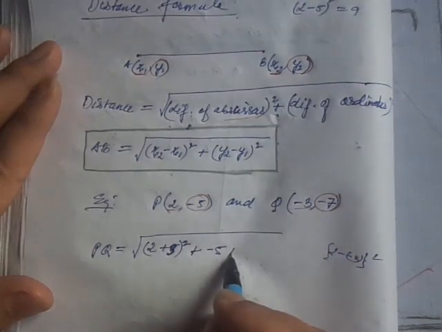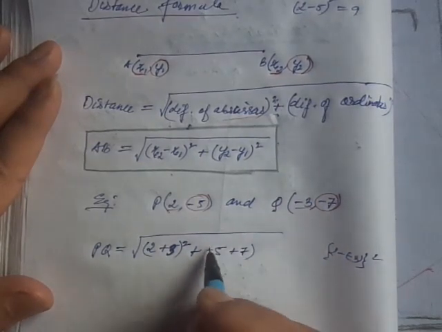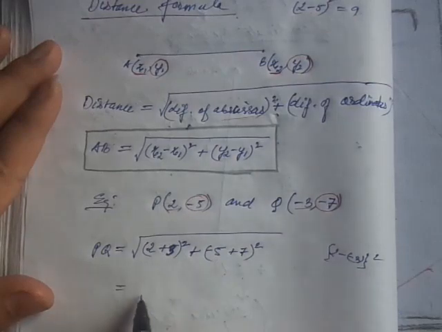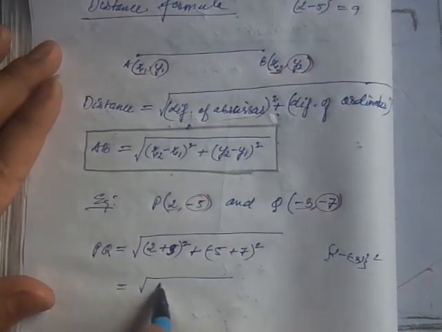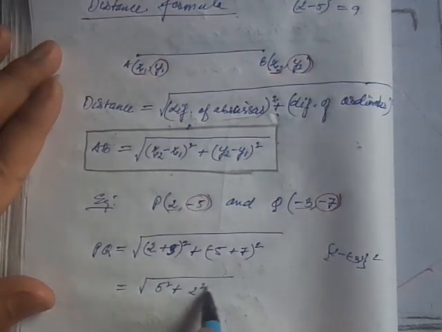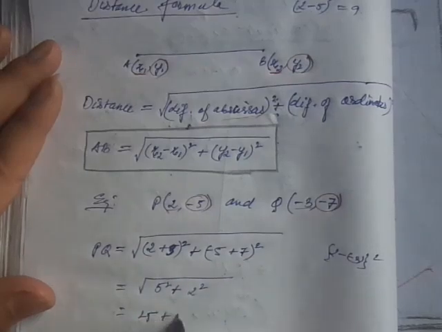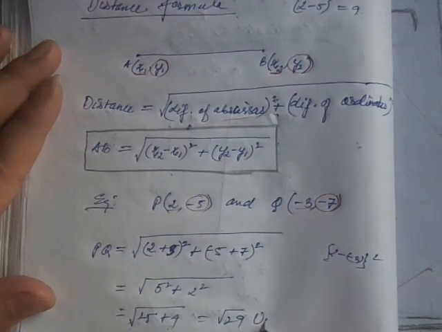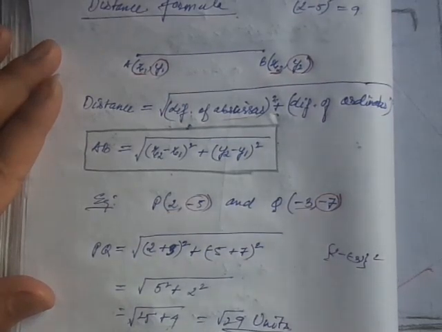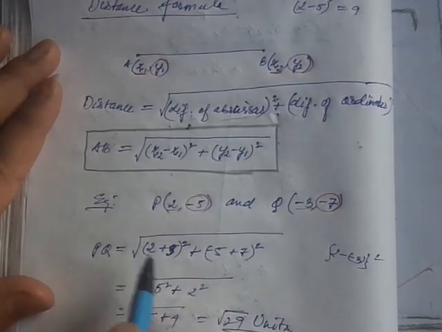So minus means it will become plus. So 7 here whole square. Now we get 2 plus 3, 5 square, and this one 2 square. So we get 25 plus 4, square root of 29 units. So this is the distance between P and Q.